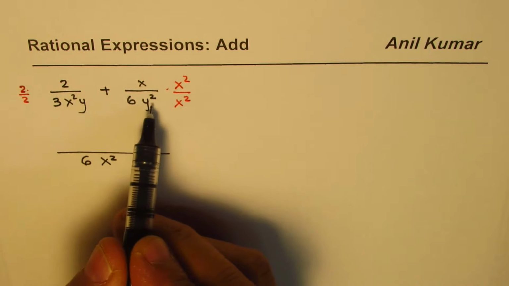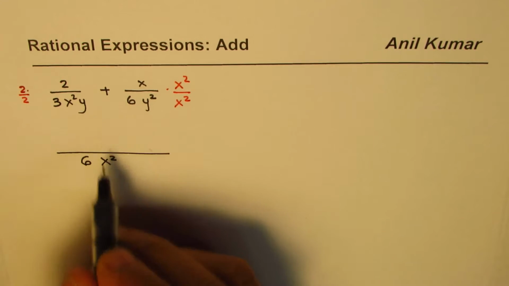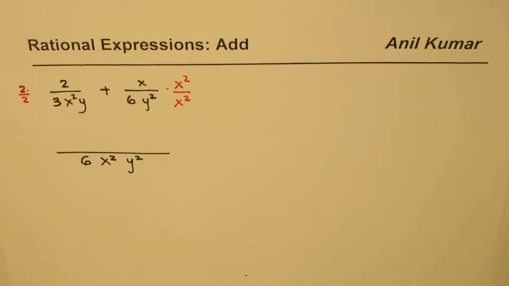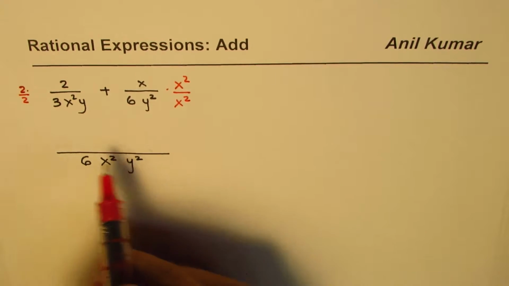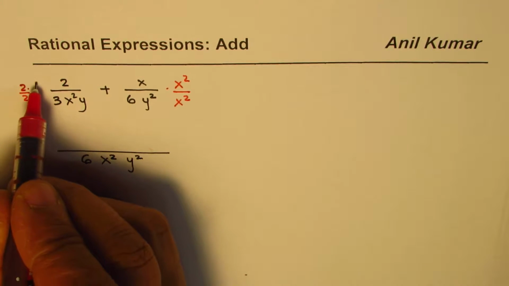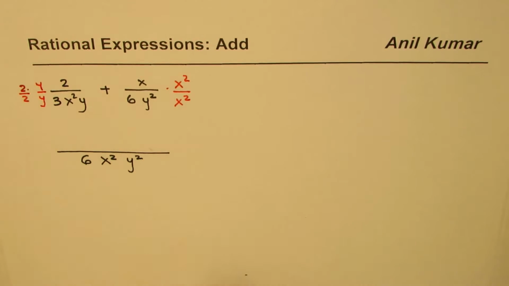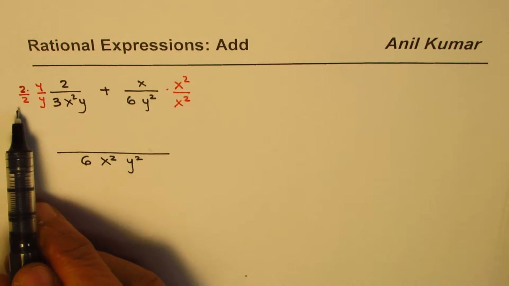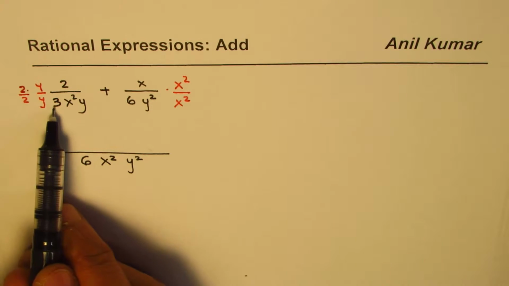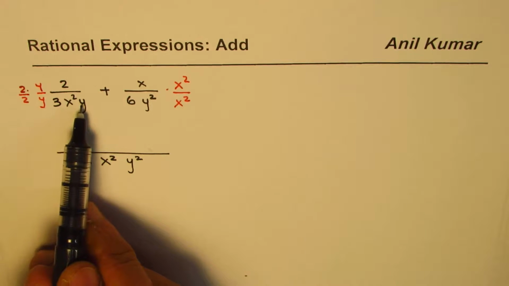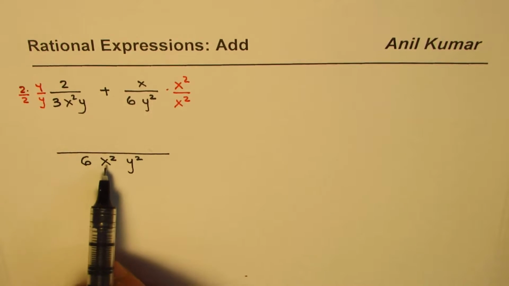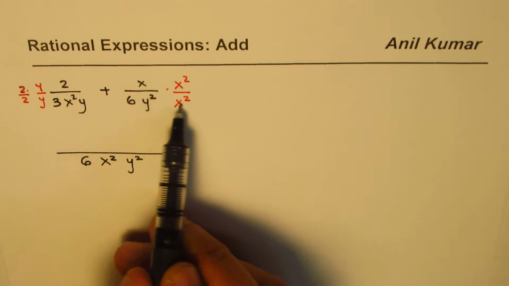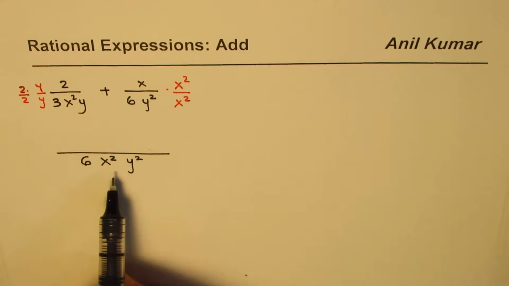We have y and we have y squared. So the highest of the two is y squared. That will go as a common denominator. To get y squared, we have to multiply the first by y and divide also by y, right? If we do that, now if you look at it, the denominator of the first one will be 2 times 3 is 6, y times y is y squared, so we get 6x squared y squared. For the second one also, 6y squared and x squared. So both have same denominator.